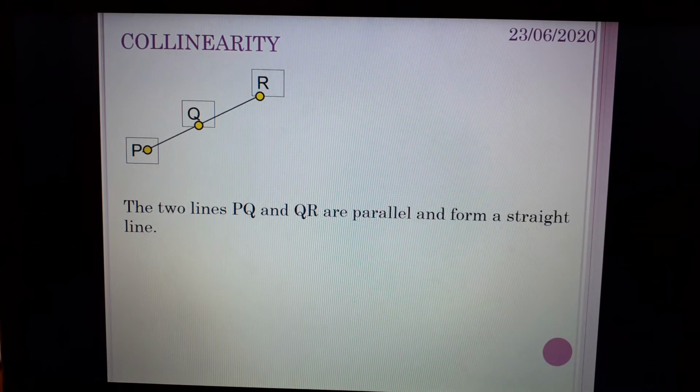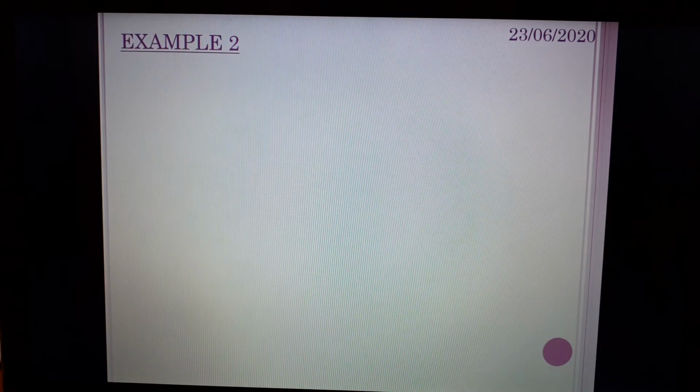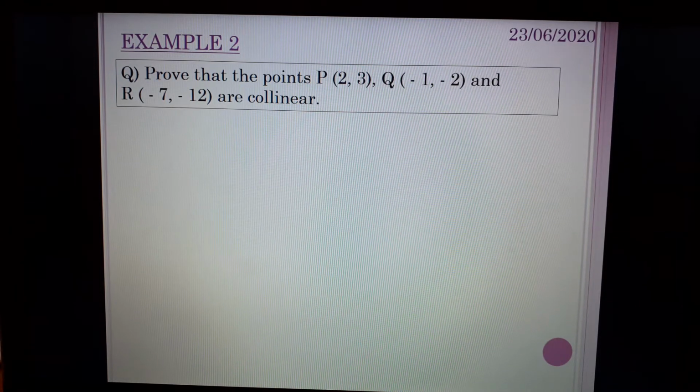Okay, so here we have a line with 3 points marked on it, P, Q and R. The two lines, P to Q and Q to R, are parallel and form a straight line. Points that lie on the same straight line are said to be collinear. So if they have a point in common, then that makes them collinear, all along the same straight line. That's what collinear means. So let's look at a question here, which is a Higher question.